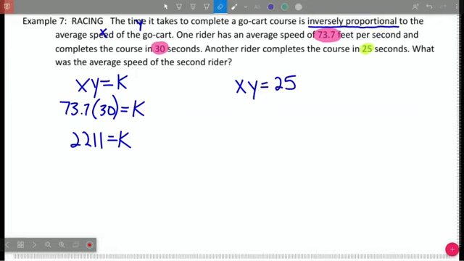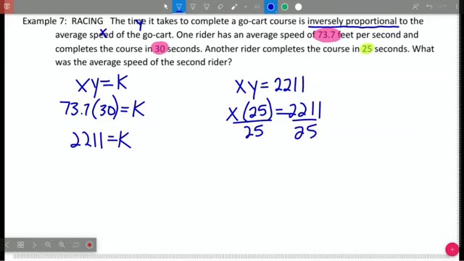So we start our equation, xy equals k, using that new k value that we found of 2,211. We're going to input 25 for y into our second equation. And then we're going to solve for x by dividing by 25 on both sides. This one, the decimal does come out fairly nicely, so I'd say go ahead and leave it as a decimal. I'm going to get 88.44, and we are looking for a speed, so feet per second.